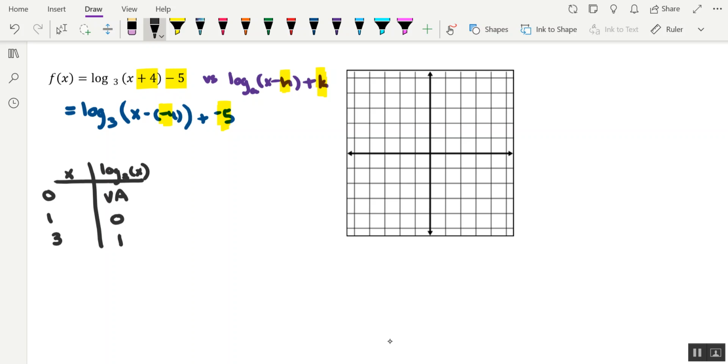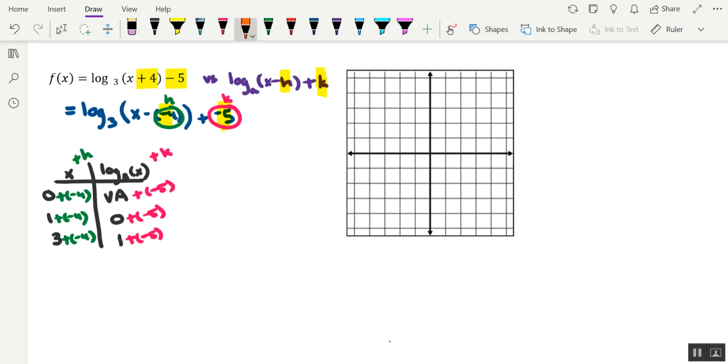Now I left a little bit of space behind the x values because this is where my trick comes into play. What I'm going to do is I'm going to take this value of h, which is negative 4, and I'm going to add it to all the x values. So I'll write that as x plus h. So that means to 0, I'm going to add negative 4. To 1, I'm going to add negative 4. And to 3, I'm going to add negative 4. At the same time, I'm going to take my k value, which is negative 5, and I'm going to add that to the y values. So I'll write that as plus k. So that would be the vertical asymptote plus negative 5, 0 plus negative 5, and 1 plus negative 5. And this gives me a brand new table of values, which will be the table of values for this function.